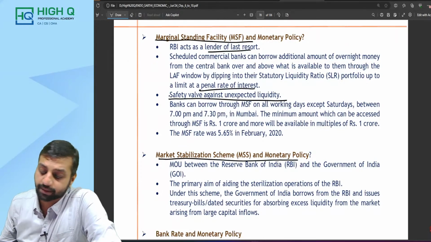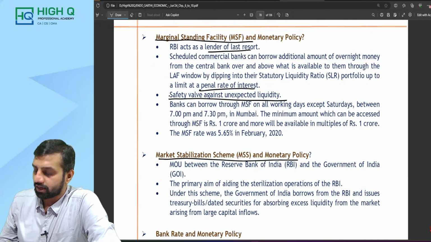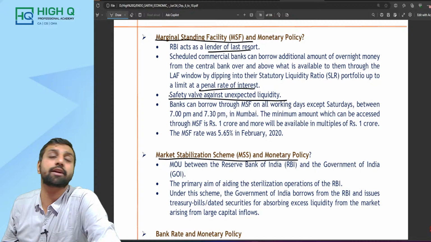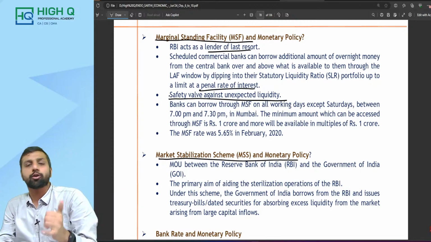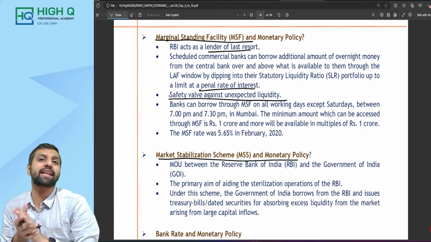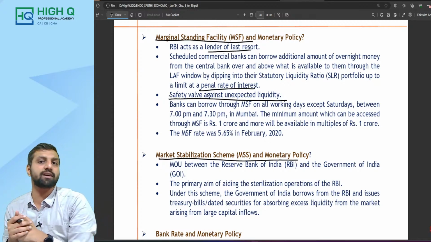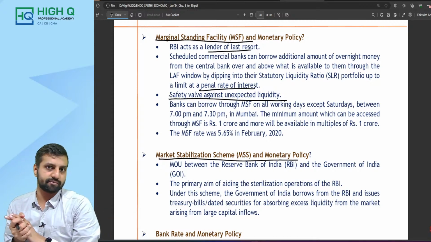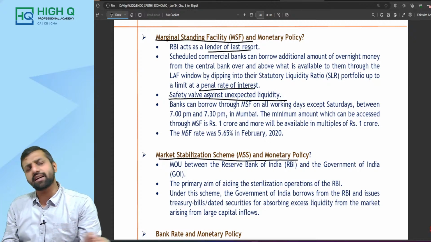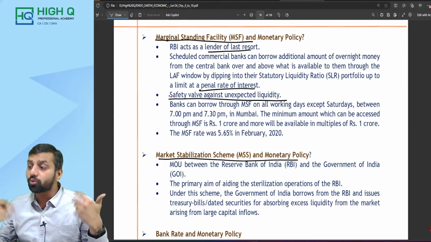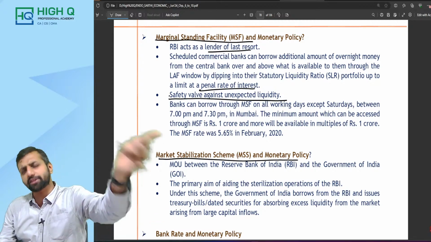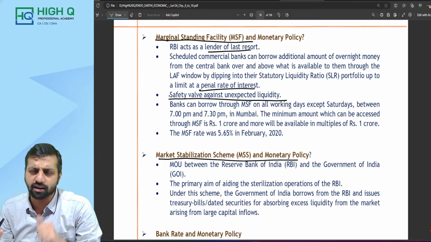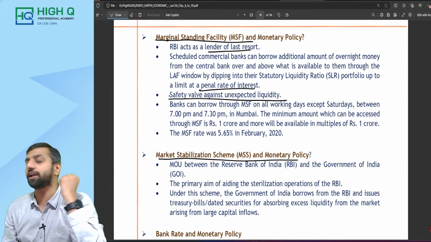Then there is market stabilization scheme. Market stabilization scheme was introduced by Manmohan Singh in the year 2004, when there was a lot of inflow of money in our economy because he had won the elections and become the prime minister of our country. So when he was a finance minister, he had done wonders. So people anticipated now when he comes, he will do even more wonders. So foreign sector started investing heavily in India. So there was a lot of inflow of money that resulted in higher money supply and inflation.